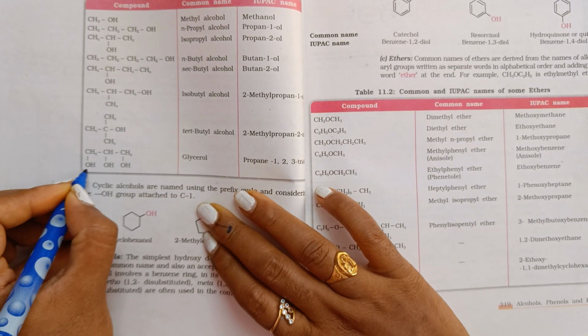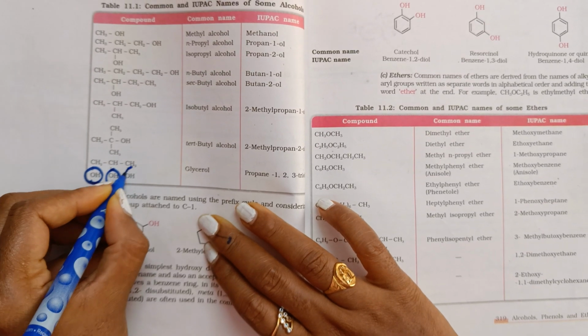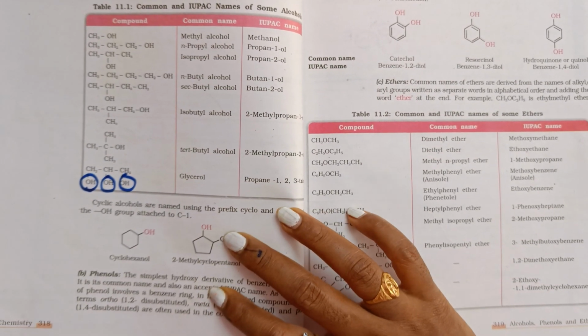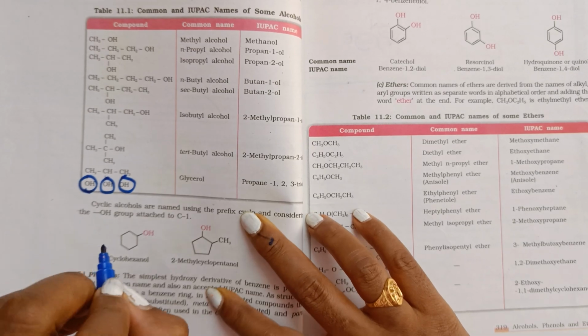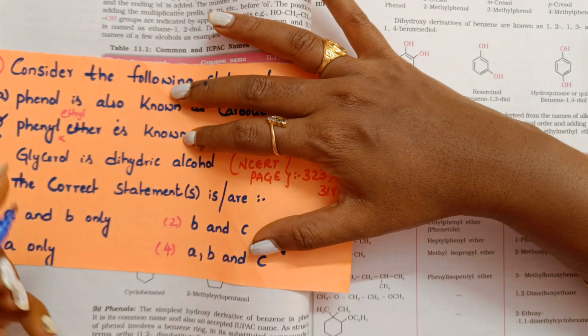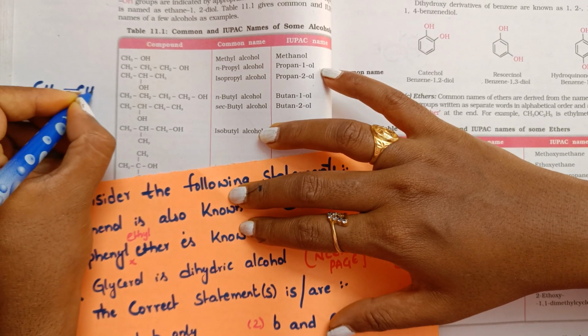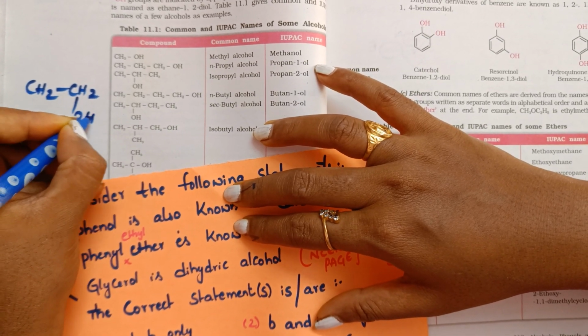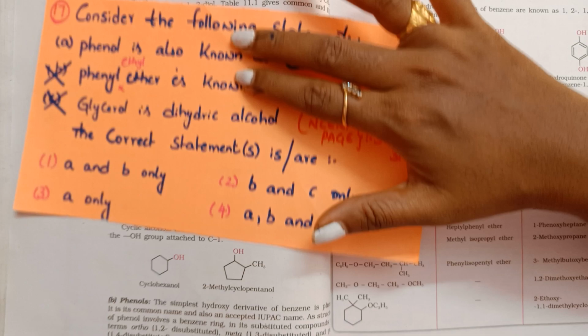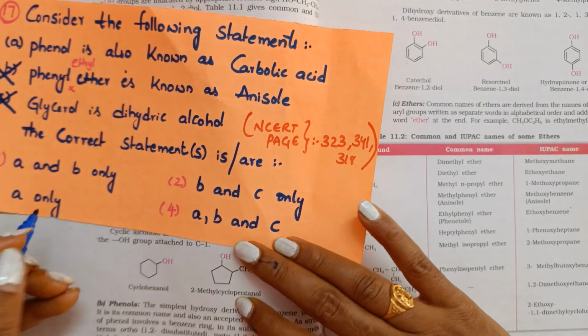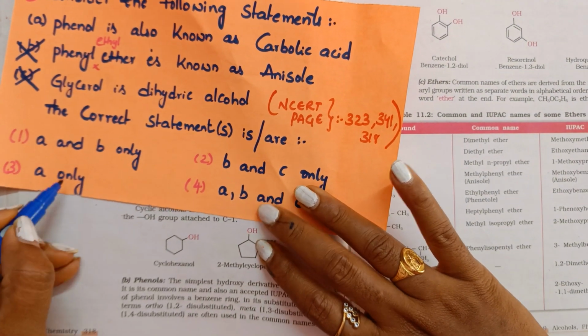See here, glycerol, how many OHs are there? 3 OHs. So it is not dihydric alcohol. It is trihydric alcohol. So it is a wrong statement. Not this question, so this is a wrong statement. If suppose they have given glycol, like this, glycol is a dihydric alcohol, not glycerol. So this is a wrong statement. Only correct statement is A.